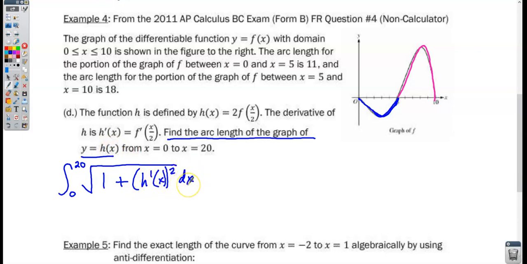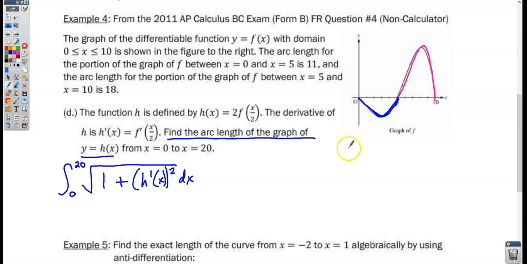And so this is the arc length that we're trying to find. Now we know that h of x is equal to 2 f of x over 2. So we can turn this equation into something based off the arc length of f, since we know the arc length of f on the entire interval from 0 to 10. So let's see what happens here if we make this substitution. h of x is equal to 2f of x over 2.